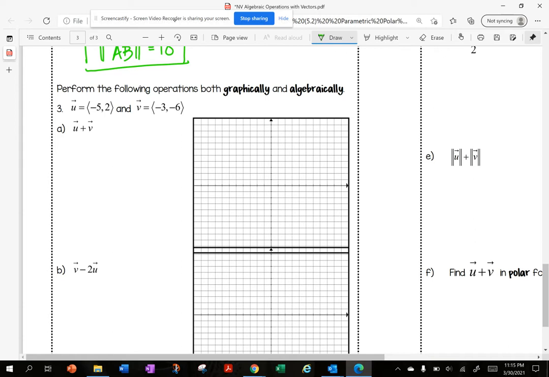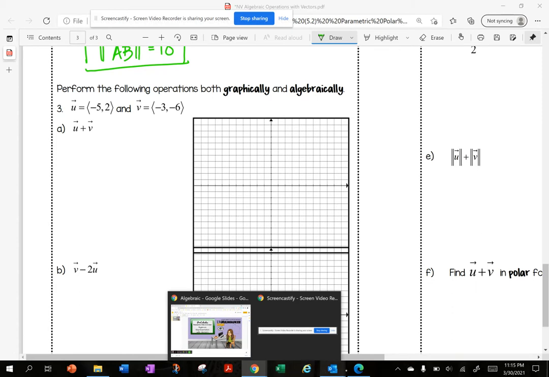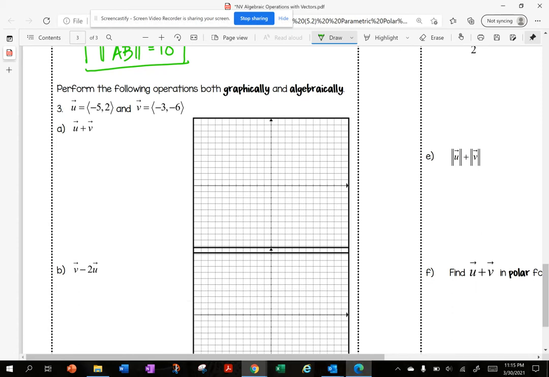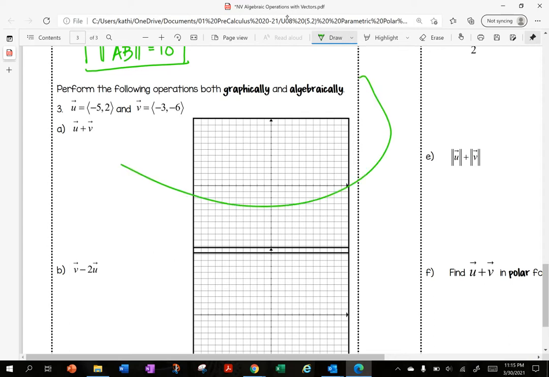Let's see what's going on here. How come it's not working? How come my pen is not working? Okay. There we go. Something's going on now.